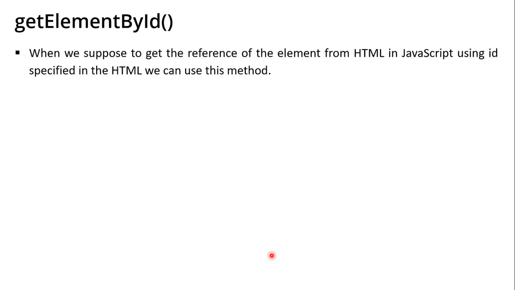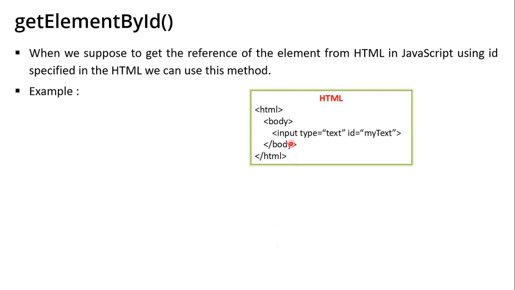Now, getElementById. When we need to get the reference of an element from HTML in JavaScript using the id specified in the HTML, we use this method. So when we need the reference of the element, we need the id. Using the id we can get the reference of the element. So for example, here we have an HTML.